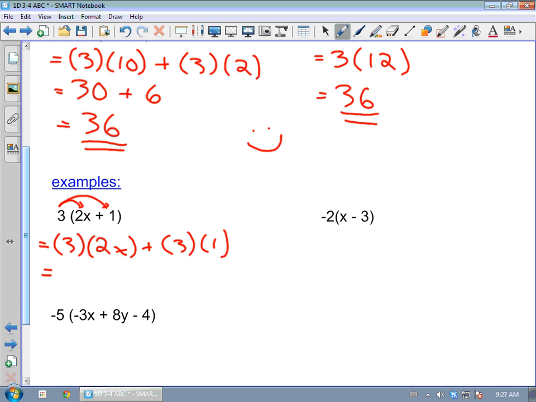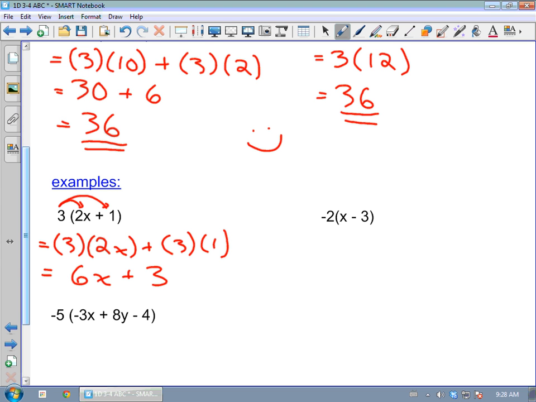So 3 times 2x. We remember how we multiply these things, right? Because we did this in the last unit. We just multiply the coefficients together. So we're going to get 6x here. And if we do 3 times 1, we just get 3. Now, here's the question. Can I add that 6x and that 3 together? They are not like terms, so we can't add them together.